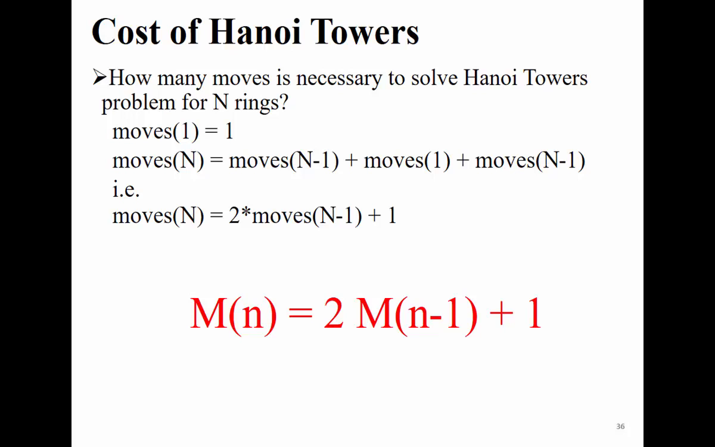If we have only 1 ring, we're going to have only 1 movement. If we have n rings, that means we're going to move n minus 1 from the source to the auxiliary, and we're going to do 1 movement from the source to the destination. Then we're going to move n minus 1 from the auxiliary to the destination. So we have 2 times the movement of n minus 1, plus 1. This is the formula. For any n rings, the number of movements, m, as a function of n, which is the size of the input, the number of rings, is equal to 2 times m of n minus 1 plus 1.